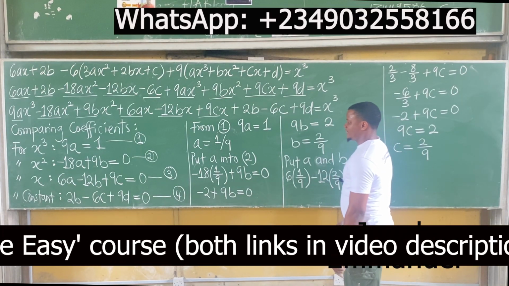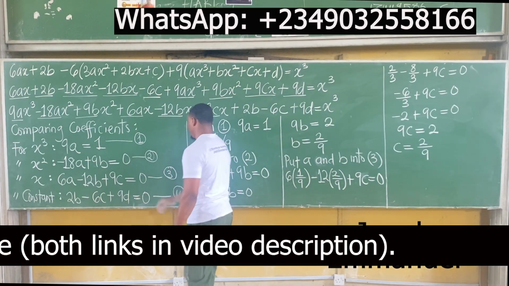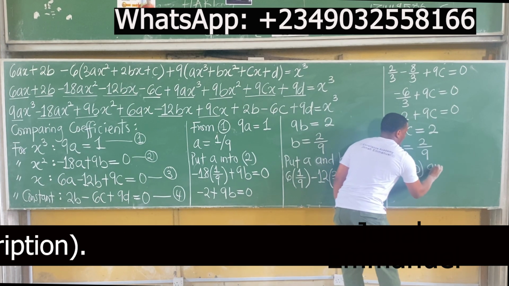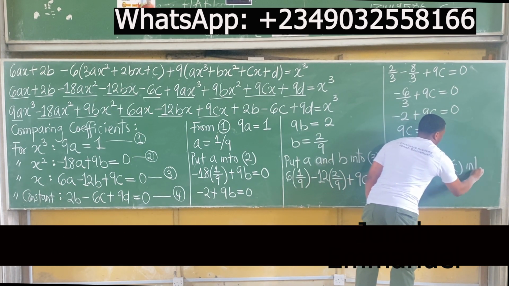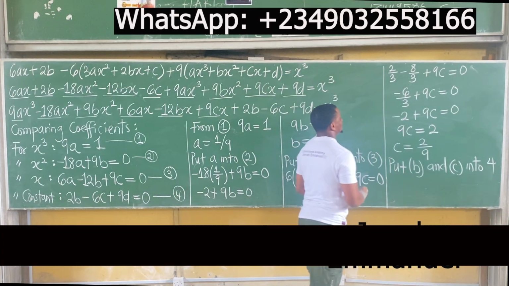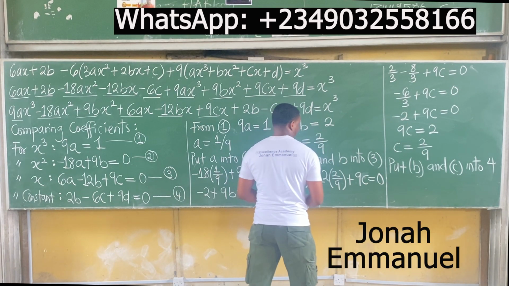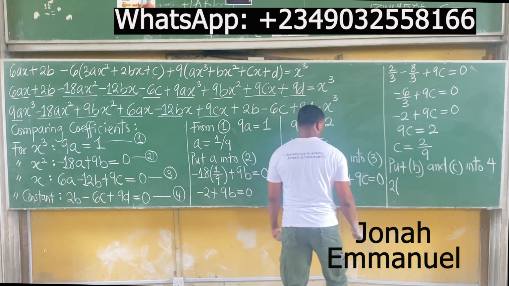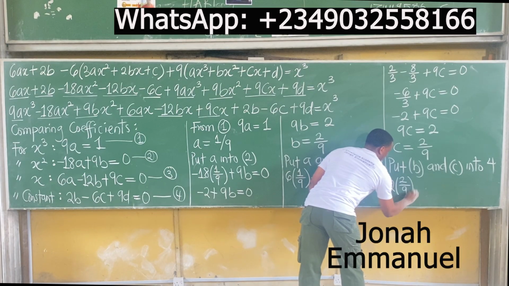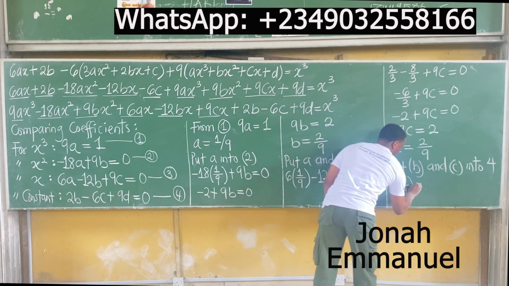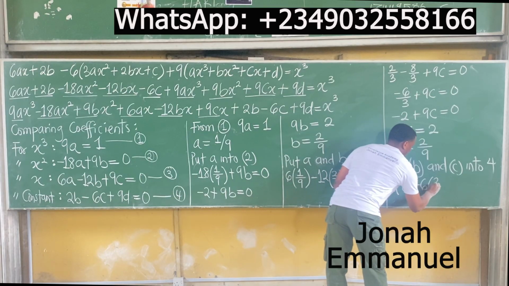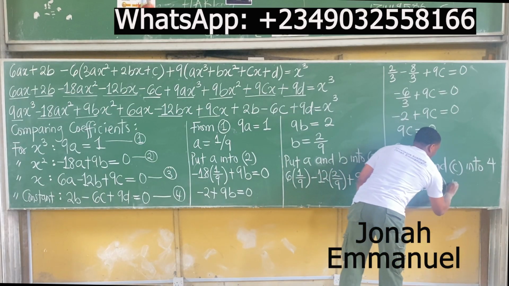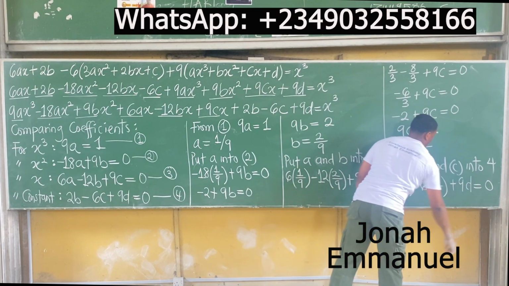Finally, let's put b and c into equation 4 to get d. So 4 says 2b, 2 times b. What's b there? 2 over 9 minus 6 into c. What's c there? B and c are the same value. Plus 9d. It's equal to 0.